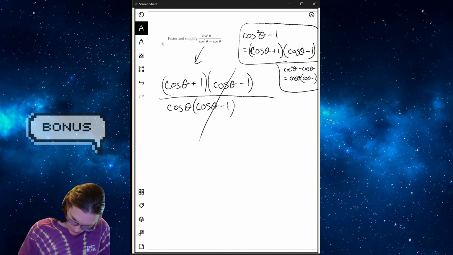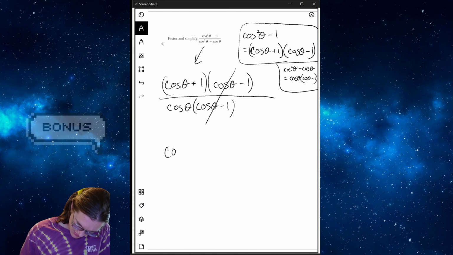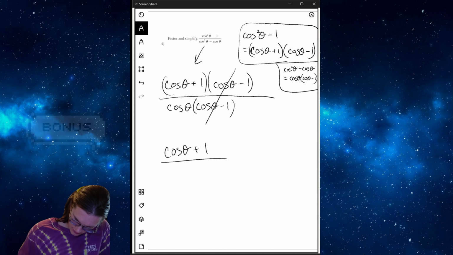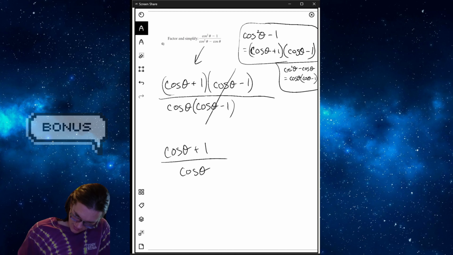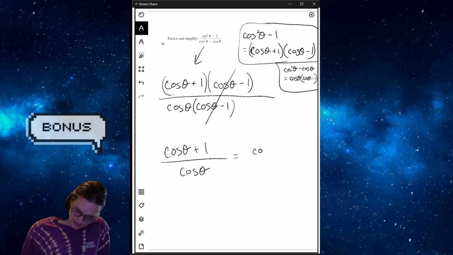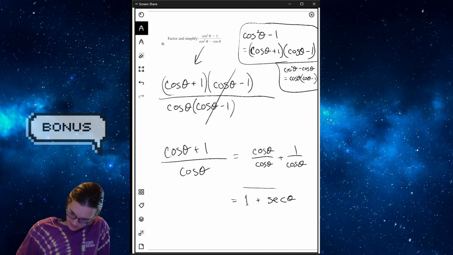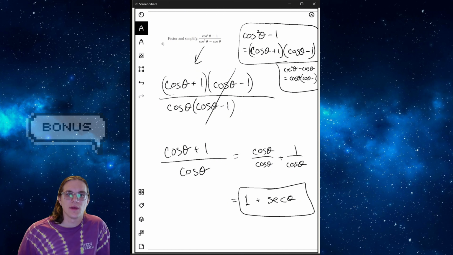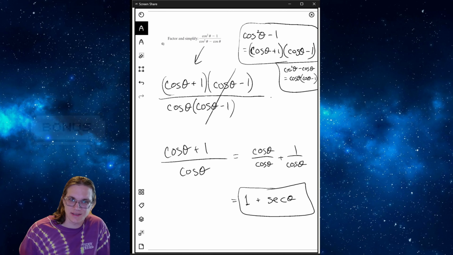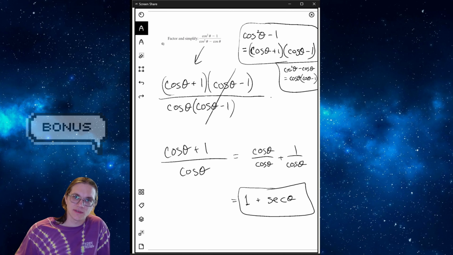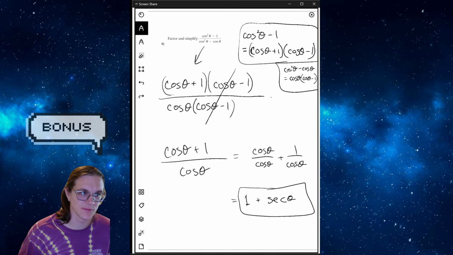That's equal to 1. Therefore, I can just cancel them and say cosine theta plus 1 over cosine theta, which is the same as cos over cos plus 1 over cos, which is the same as 1 plus secant. So I'd say this is the simplest form. But yeah, that one's using more techniques than just identities. It helps to have a little bit of a more challenging problem to look at.